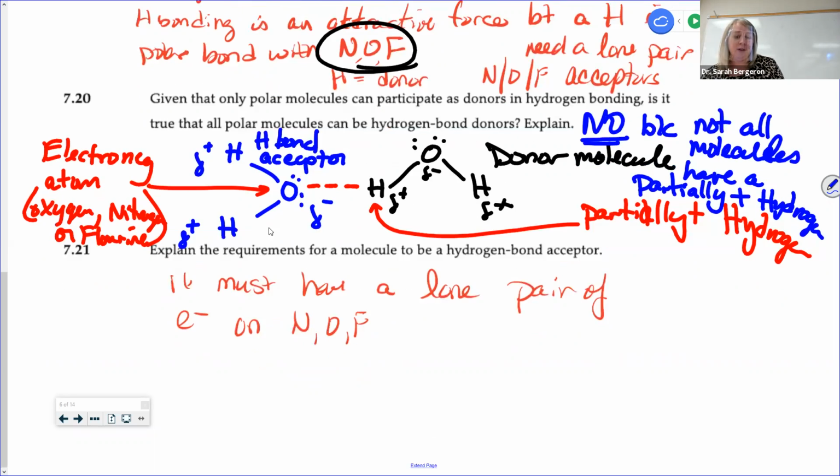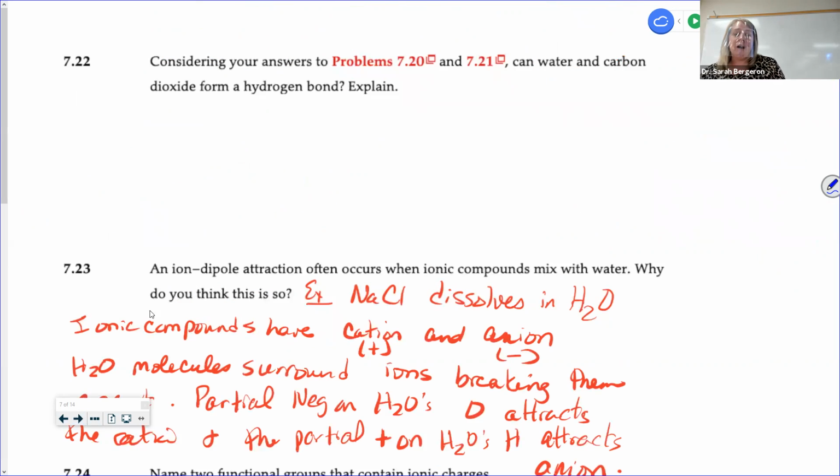How can you tell if an atom is electronegative? Typically, it has lone pairs of electrons, and the atom is nitrogen, oxygen, or fluorine. So you have to have lone pairs. All right, so consider your answers.